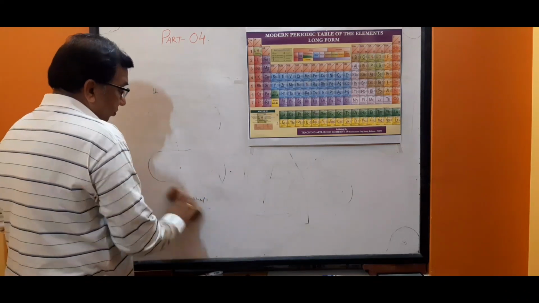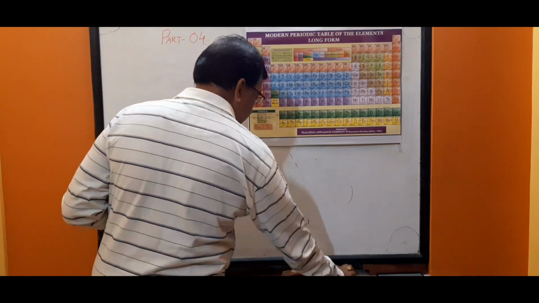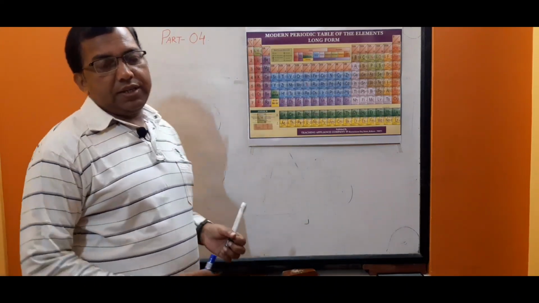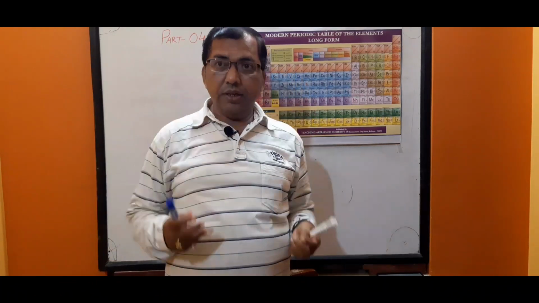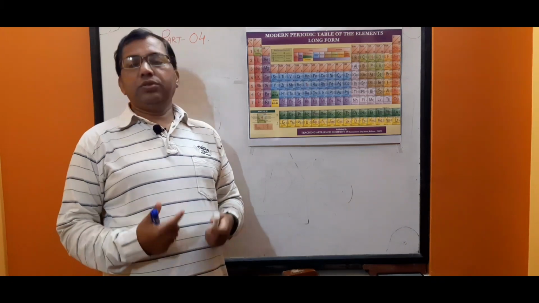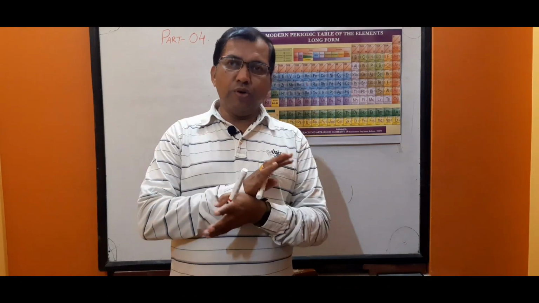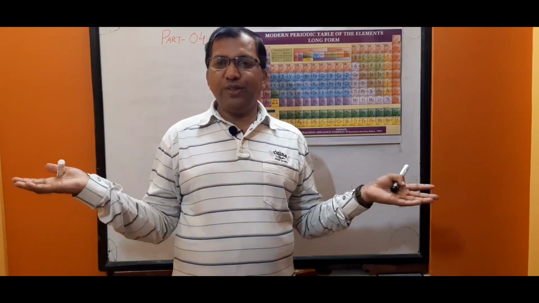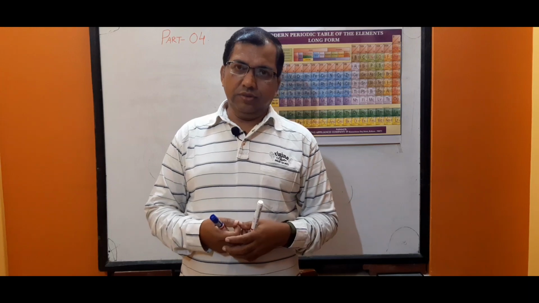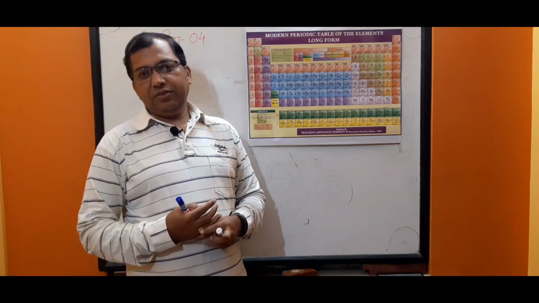Then we come to metallic radius. What is metallic radius? That is related to the metallic bond. Does a metallic bond form? Actually, in the case of a metal, no covalent bond, no ionic bond, no coordinate bond is formed. Why? So in that case you have to find out the metallic radius.